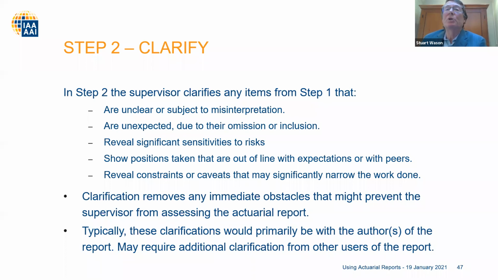So let's move on to step 2. Step 2 is now we'll just take a look back on what we found out in step 1, the identification phase. What was unclear? What was unexplained? Did we find big sensitivities? Was the work done in this company out of line with the expectations that we might have had from peer companies? Were there constraints and caveats like the example I had? So you as supervisor should open up a line of questioning with the company, with the actuary, just to resolve those items that were unclear to you. Next slide.